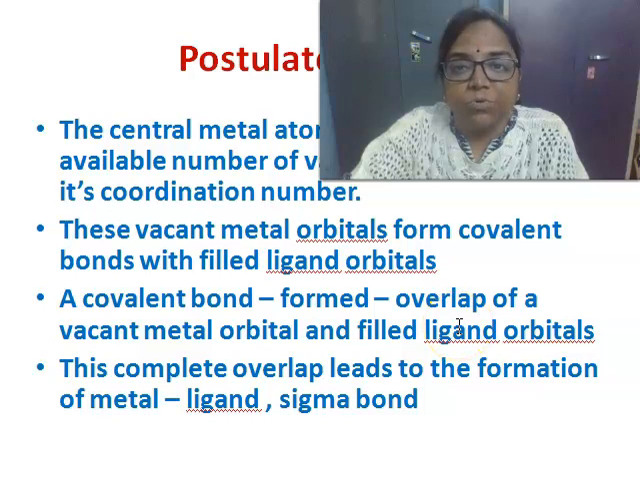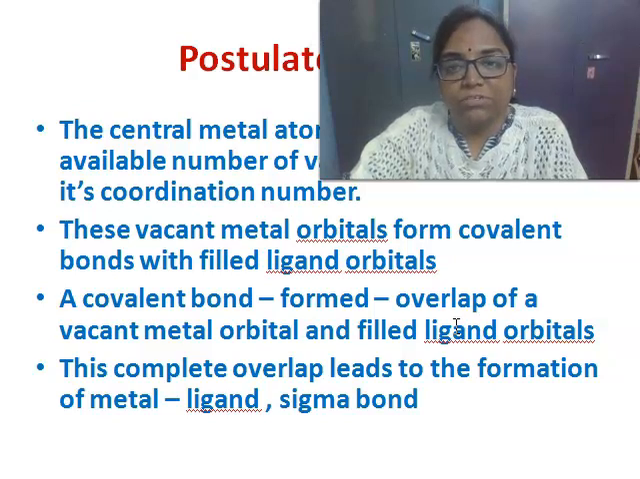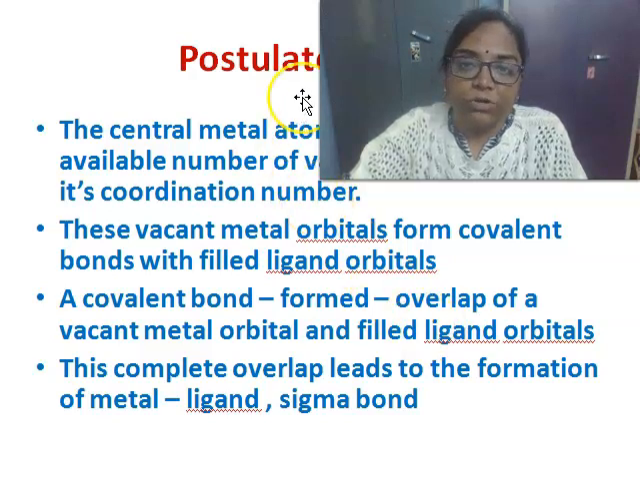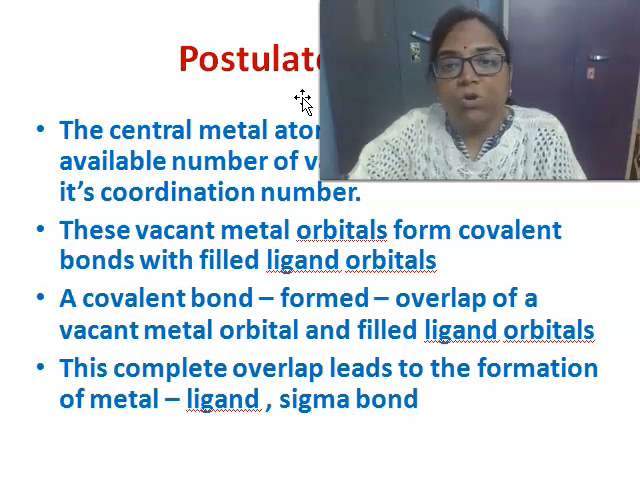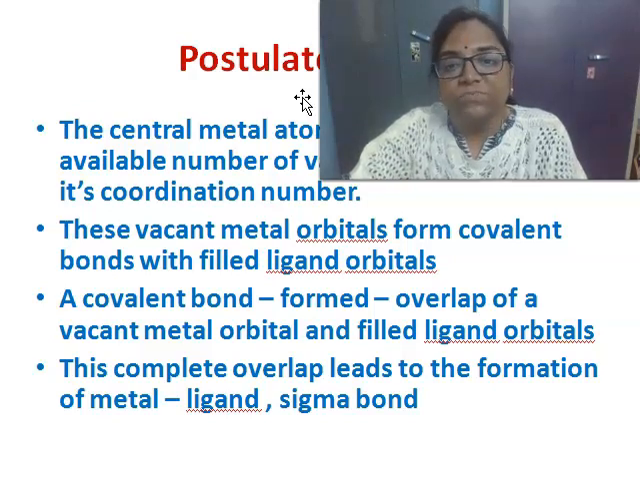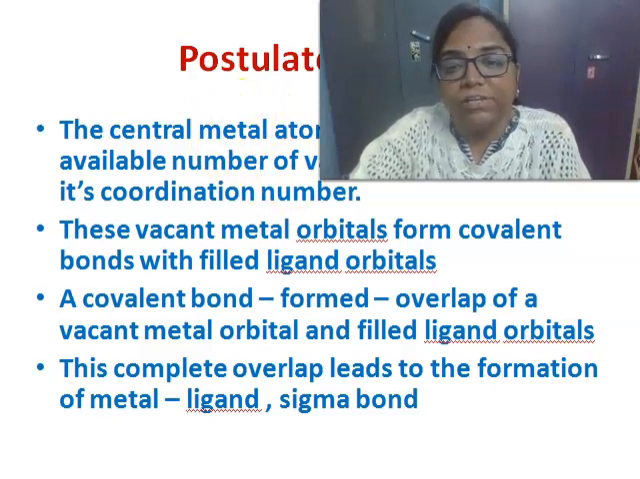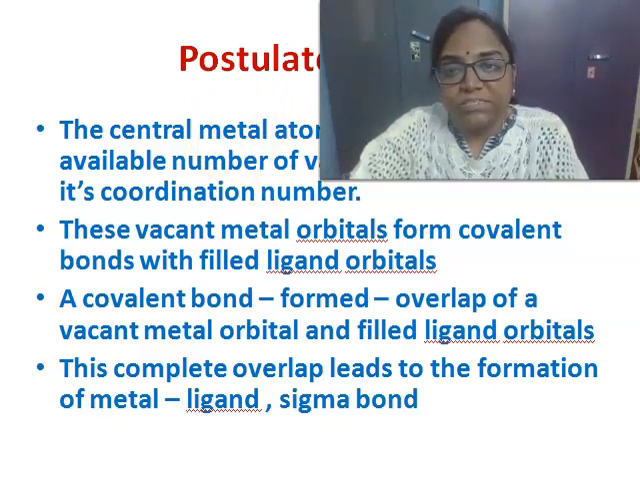Next comes the postulates of valence bond theory. Linus Pauling framed some rules while studying and predicting the geometry of a particular complex. How is a complex formed? A complex is formed by the overlapping of the vacant metal orbitals and the filled ligand orbitals. All these things have been discussed by Linus Pauling under his postulates.